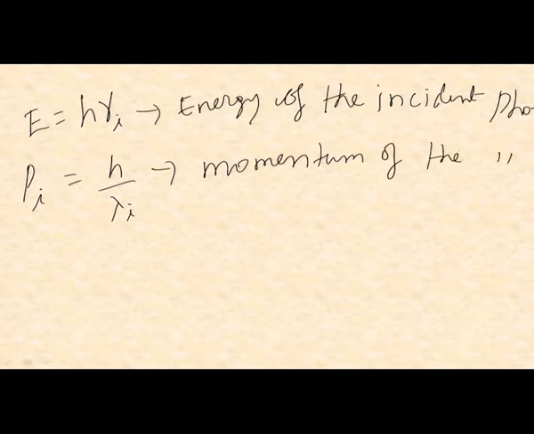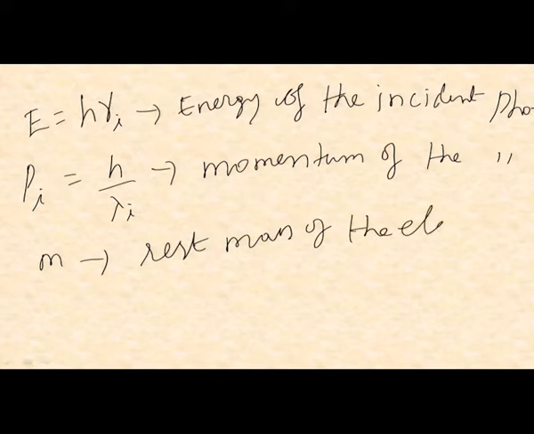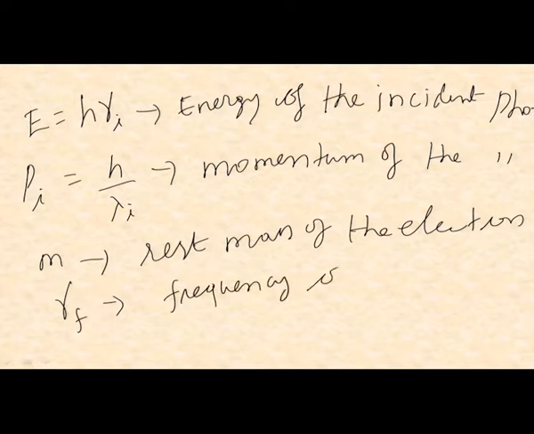Next, this photon strikes the electron, where m is the rest mass of the electron. After incident on the rest electron, that photon moves with the frequency nu f, that is, the final frequency of the photon, the frequency of the scattered photon.